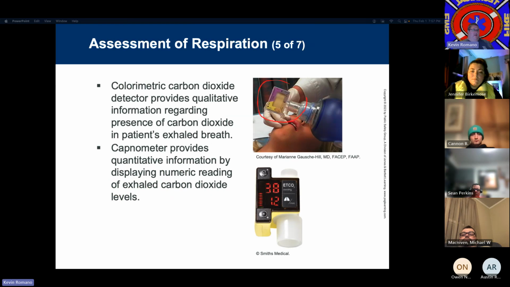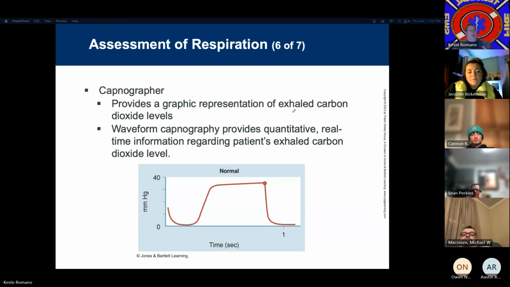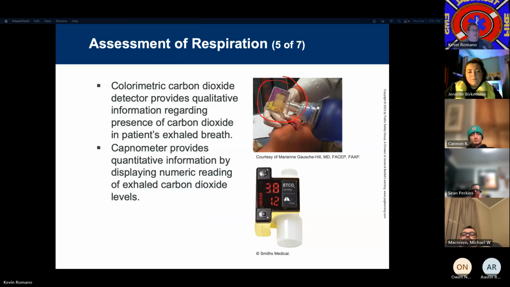This right here is a colorimetric. That's usually purple to start. Once you start ventilating, it takes about 4 or 5 squeezes, and this will turn yellow in here, hopefully. The capnometer provides quantitative information. This is your end-tidal CO2 number here. This is your respiration down here. I haven't seen many of these around because we have the ability to use them in our cardiac monitors.